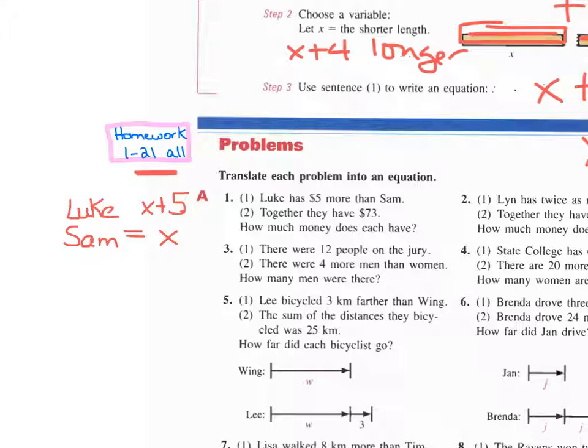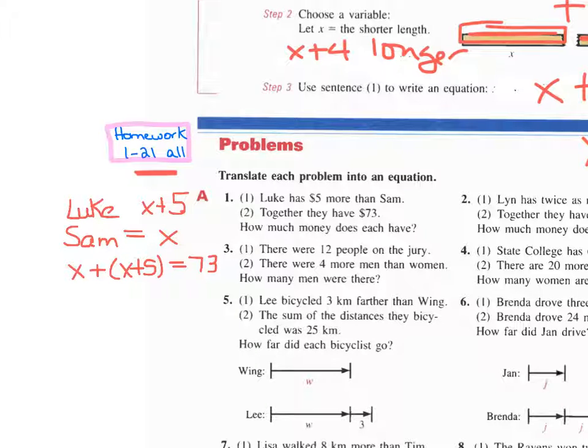So here, my equation for number 1 is going to be X for Sam. Then I got to add in Luke's amount. And we know together they have $73. Everybody good on that one?